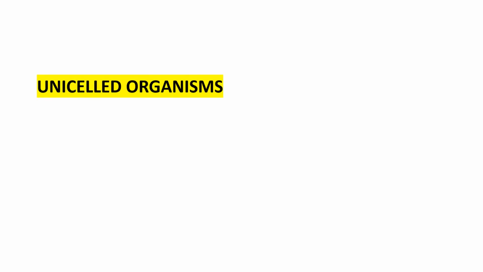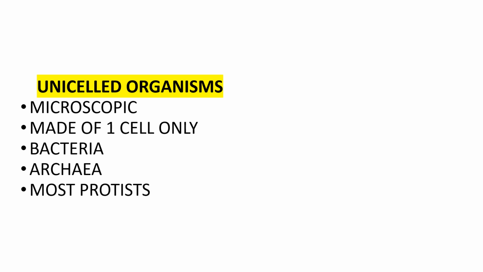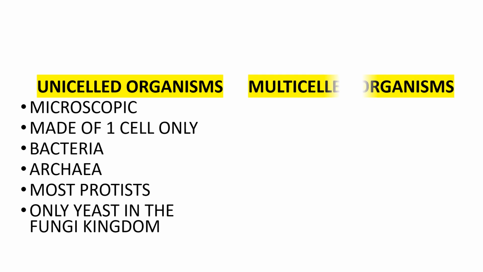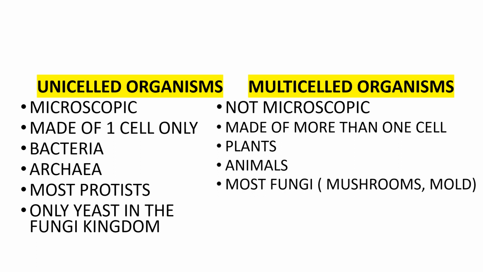So to summarize, you should know that unicelled organisms are microscopic, they're made up of one cell only, like the bacteria, archaea, most of the protists, and yeast. And the multicelled organisms are not microscopic, they're made up of more than one cell, like all plants and animals, and the mushrooms and mold in the fungi kingdom. Okay? This is just the beginning. We're going to talk about each kingdom in detail. I hope you guys enjoyed today's lesson about the 6 kingdoms of living organisms.